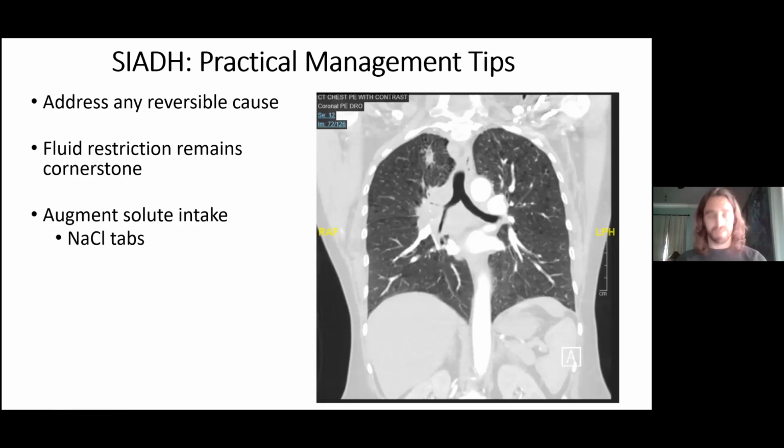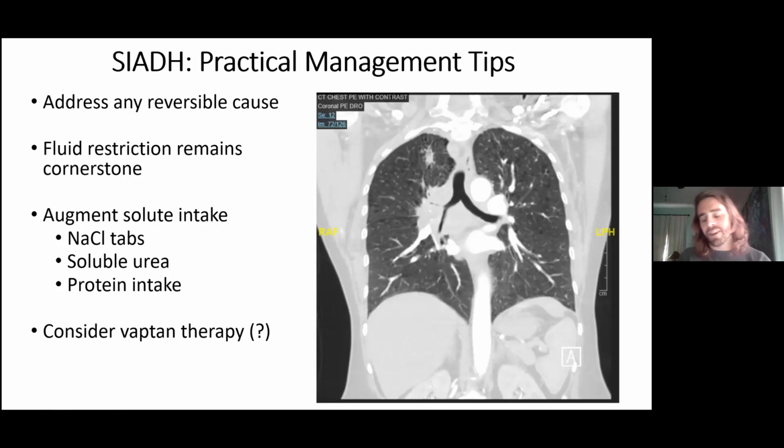And again, sodium, salt tabs, that's the classic, but really think about soluble urea, because on my N of 2, it can be well tolerated. And again, it can really give them an awesome solute boost that can make their free water restriction more manageable. And then protein intake, actually modifying their diet to augment the solute load for their body. And then there are 2 others that you can consider. I wouldn't necessarily do these without talking to nephrology.